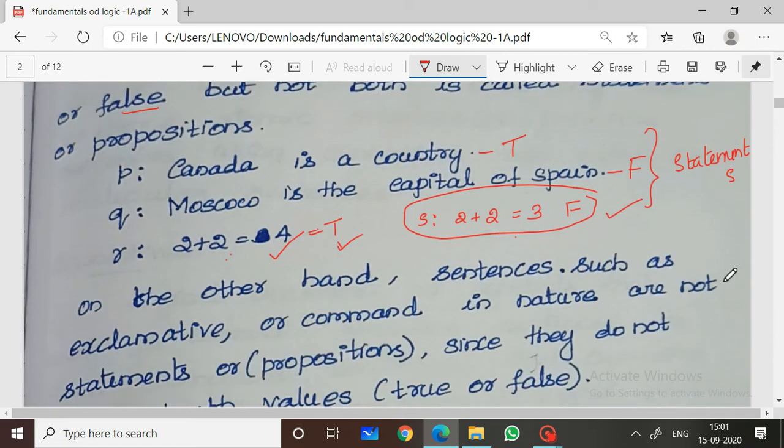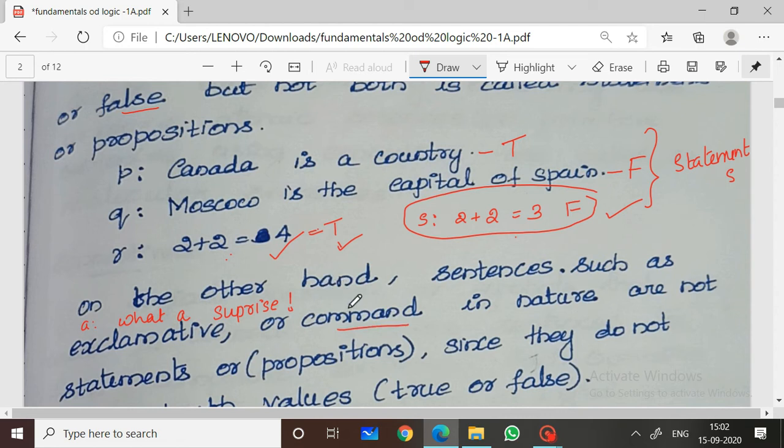Now, sentences such as exclamative ones. Exclamative means, for example, what a surprise. Can we say that this is true or false? No, it is not possible to say. What a surprise is not a statement. Suppose a command. Command means read this carefully or do this work.